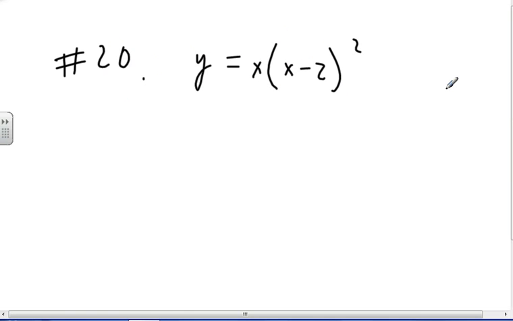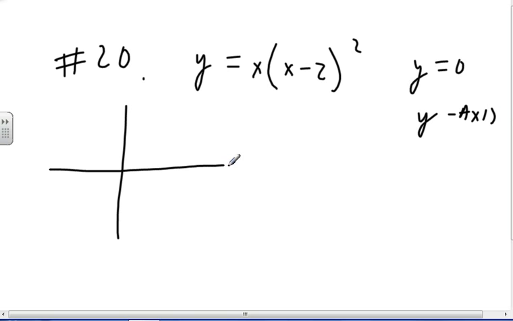And last problem. 24, no, not 24, 20. Much better problem because you don't know if I got it right or not. 20. Y is equal to x minus 2 squared. Y is 0, rotated on the y-axis. Alright, so what does this curve look like? When x is 0, y is going to be 4.